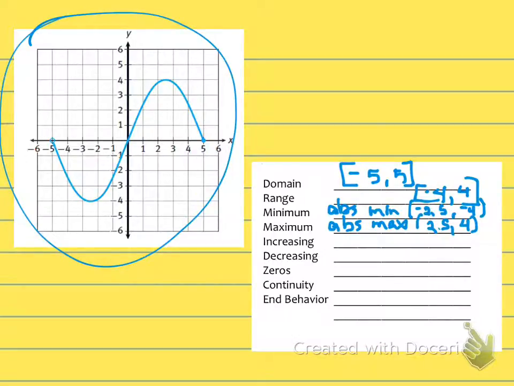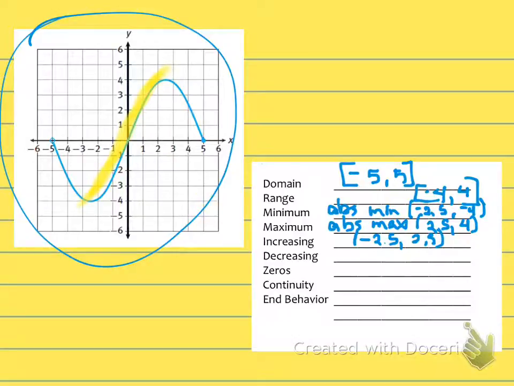Okay, so this function increases, then decreases, then increases, then decreases again. So when I'm looking at increasing, I am looking at this section right in here. So it seems to me that this function is increasing from negative 2.5 to positive 2.5.